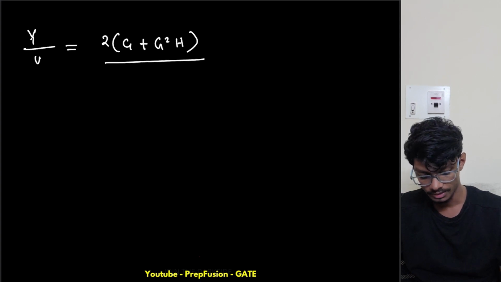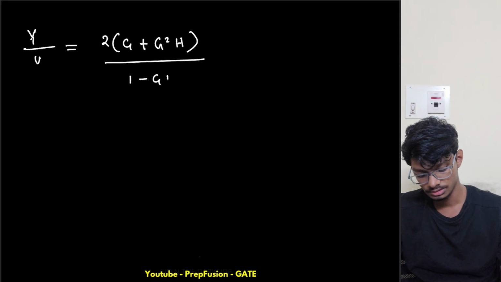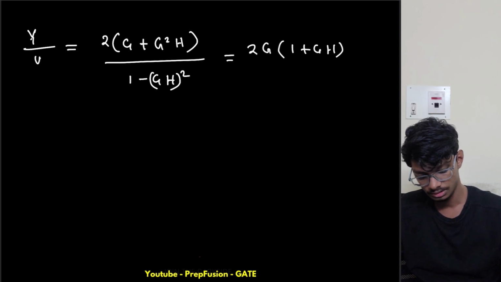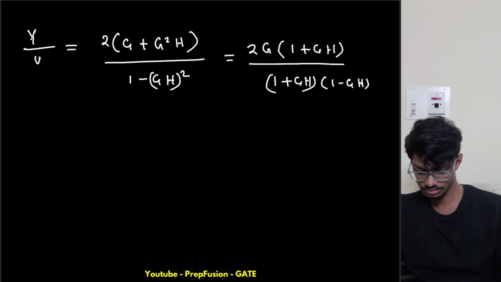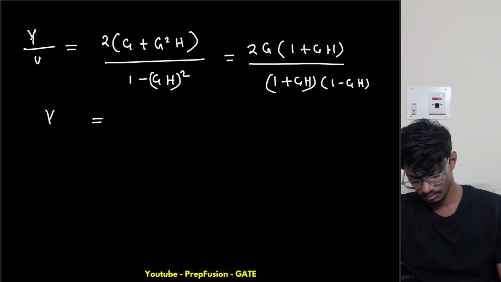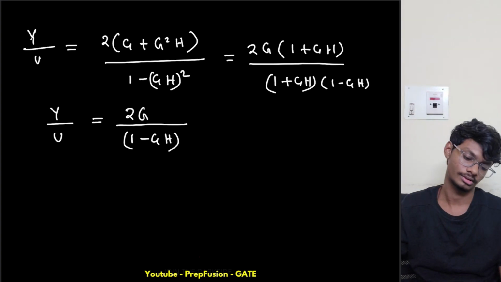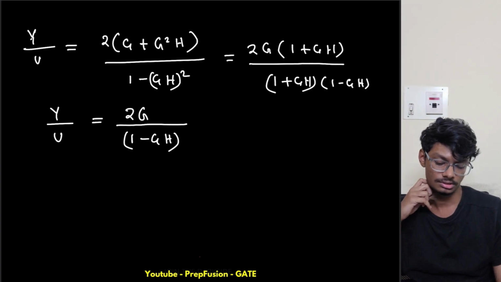Okay. Now what is the delta? Delta is 1 minus gh whole square. Also I can take the g common. Okay. We have 1 plus gh divided by 1 plus gh into 1 minus gh. So one minus gh. Okay, so yeah, this is basically the solution.